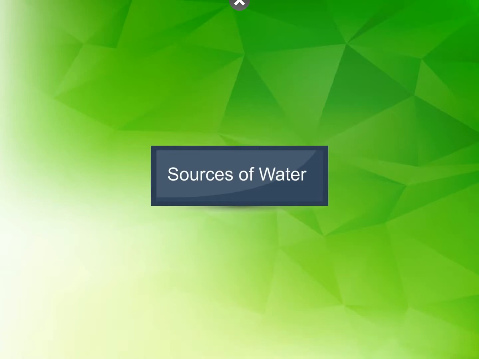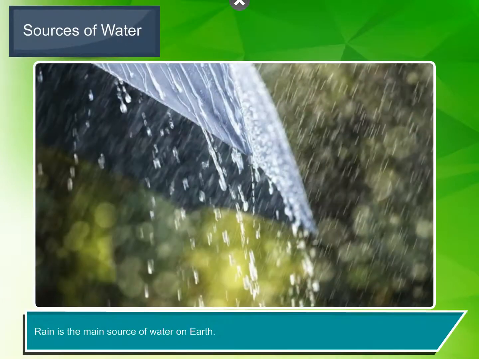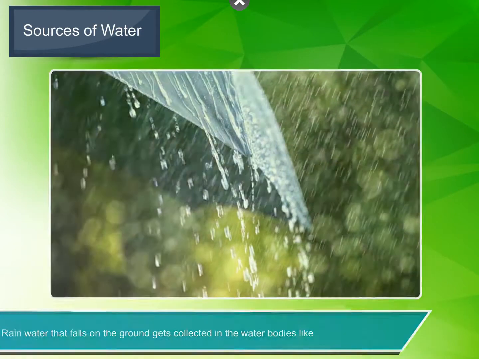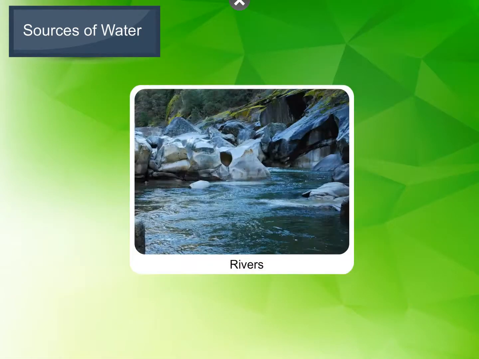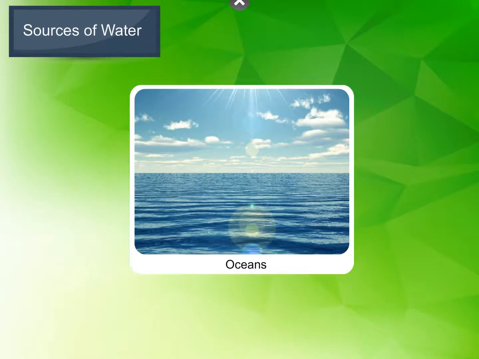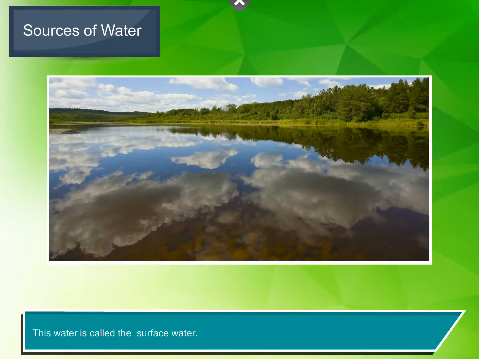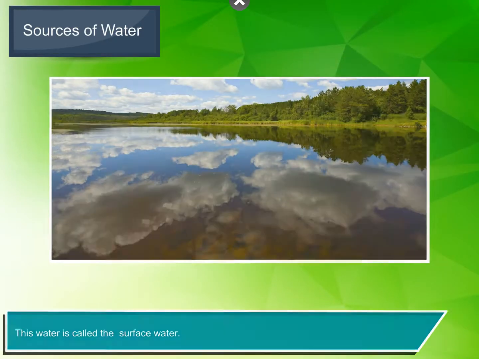Sources of water. Rain is the main source of water on earth. Rainwater that falls on the ground gets collected in the water bodies like ponds, lakes, rivers, seas, and oceans. This water is called the surface water.